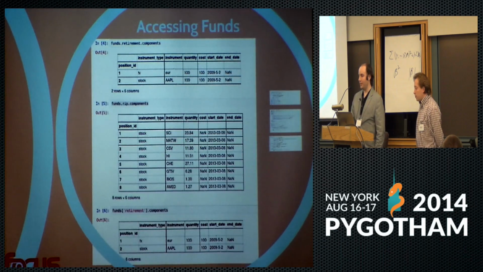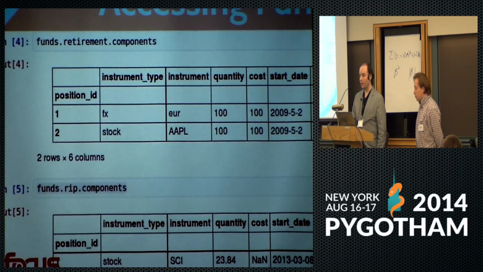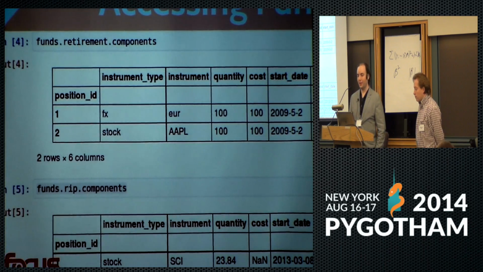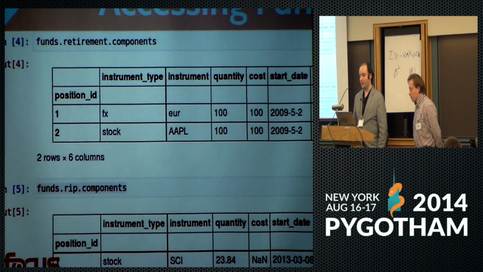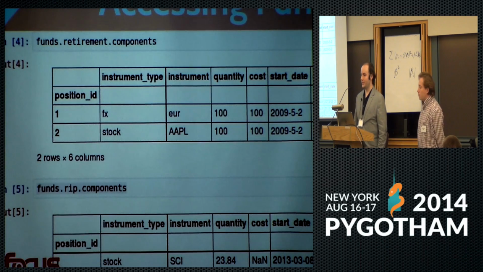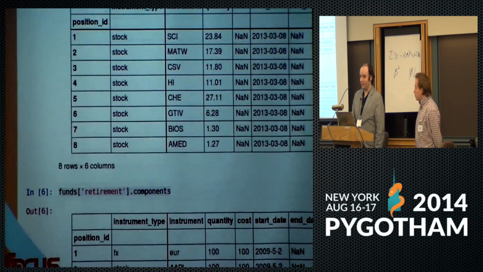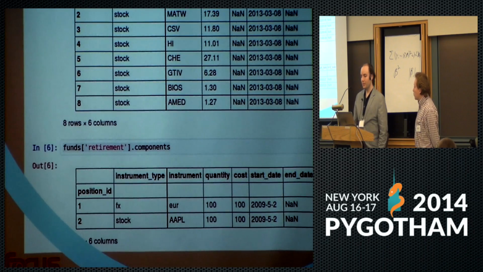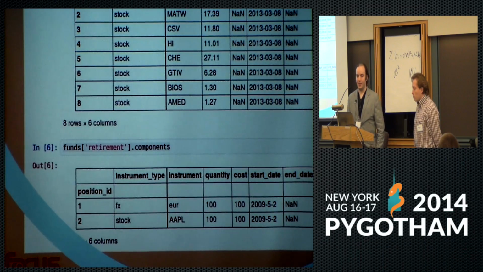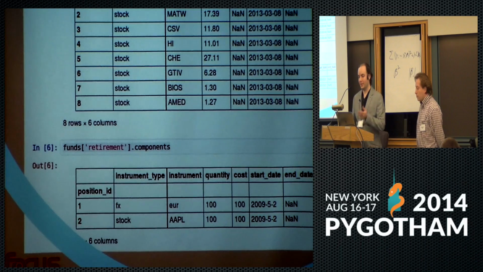So starting with the funds, what we want is to be able to do something like this. Take a fund, take our retirement fund, look at the components, and get a Pandas data frame. Maybe we want to index it. That might be convenient for looking across and such, so we just implement it both ways.